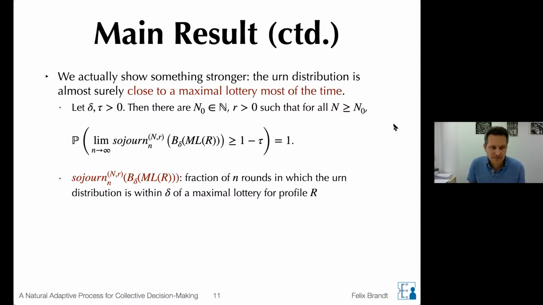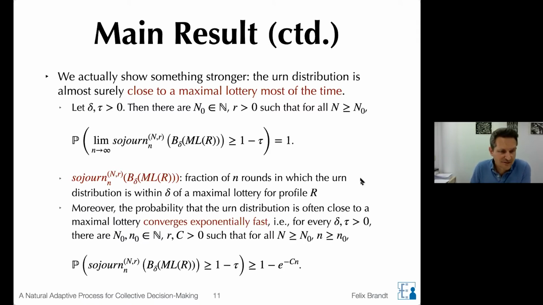Okay, so there's one more mathematical statement before I will show you a lot of examples and details. The limit statement that I've shown you doesn't say anything about the speed of convergence. So it could be that this process just converges extremely slowly. And therefore, we also showed that the probability of the sojourn time exceeding this threshold here converges exponentially fast as the number of rounds n increases.